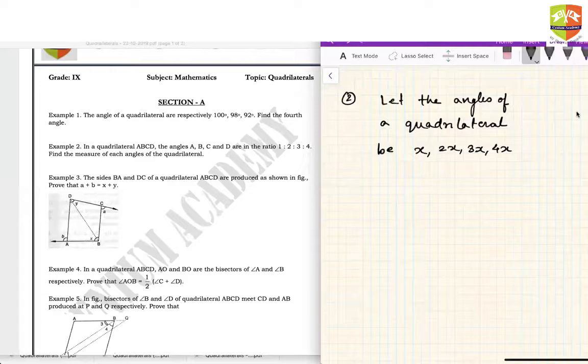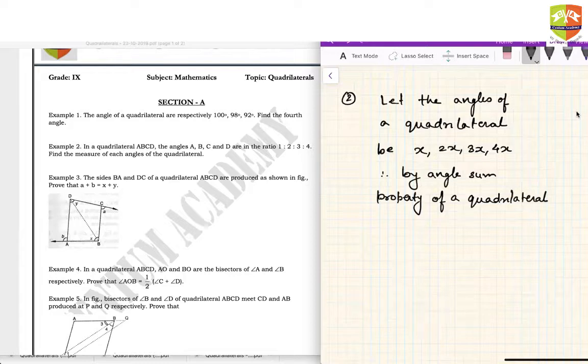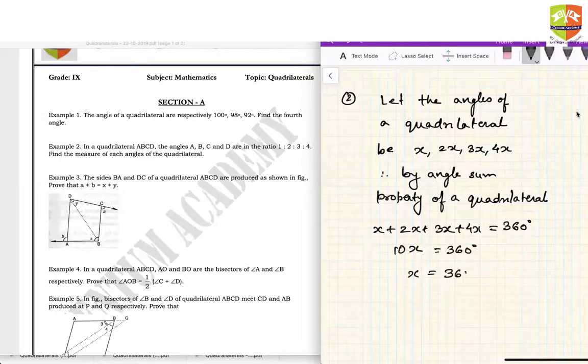Okay, now what? Therefore, by angle sum property of a quadrilateral, we get what? x plus 2x plus 3x plus 4x is equal to 360 degrees. So that means 10x, so if you see x plus 2x plus 3x plus 4x is 10x, so 10x is 360 degrees. So what is x, guys? Simply 360 degrees by 10 equal to 36 degrees.